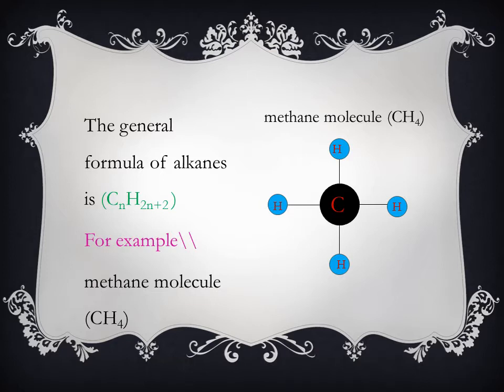CnH2n+2. For example, the methane molecule CH4. If we put 1 instead of n, we will see that it becomes C1 H(2×1+2). 2 plus 2 equals 4, and as you see there, CH4.